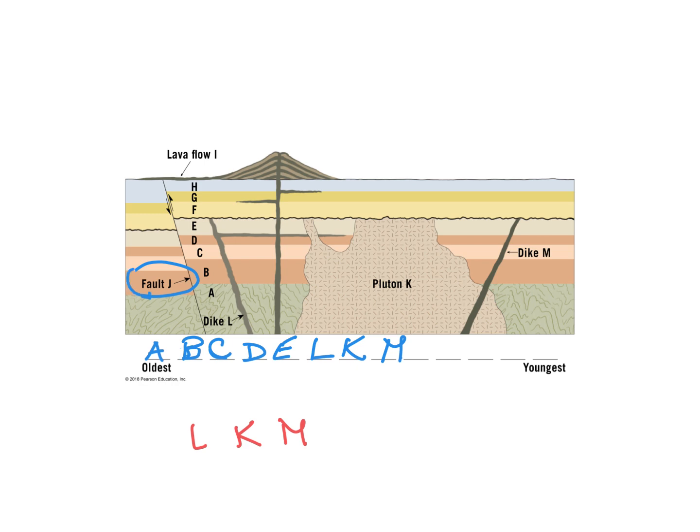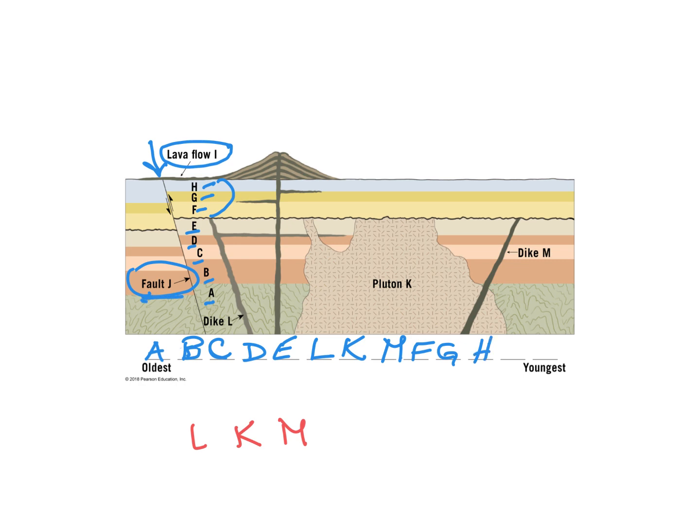So the fault cuts through A, B, C, D, E, F, G, and H, right? It extends all the way up. As far as we can tell, it does not cut through the lava flow, which is I, but it does cut through everything else. So it must be younger than these layers here. So that tells us that after the erosion, after that unconformity, the next thing that happened was F, and then G, and then H.